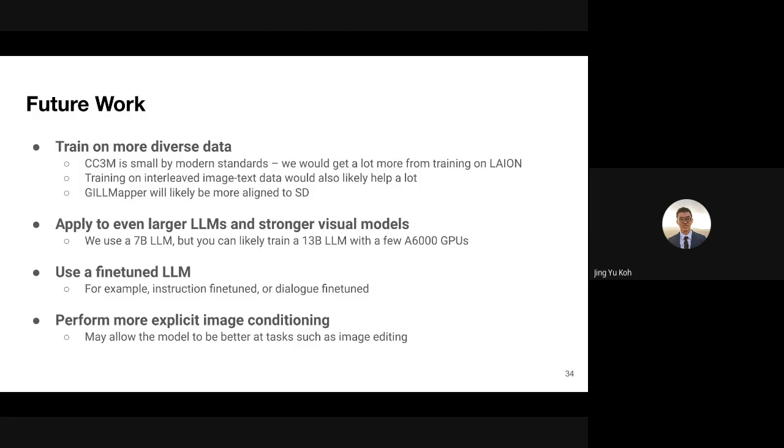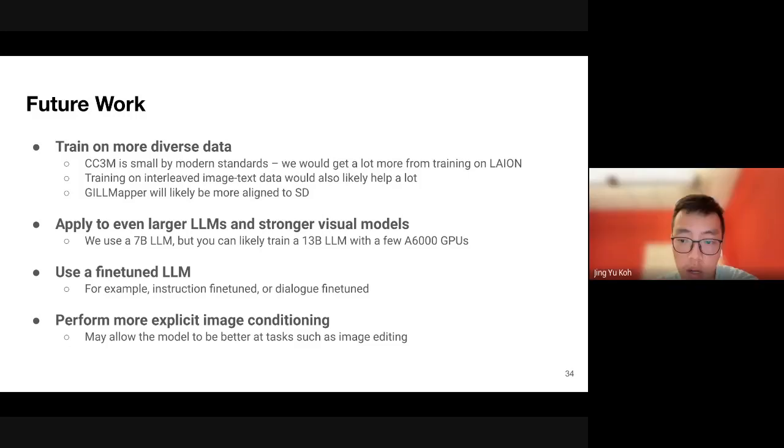And lastly, we can probably use more carefully fine-tuned language models. Those that are instruction fine-tuned or dialogue fine-tuned would probably do a lot better on certain tasks.